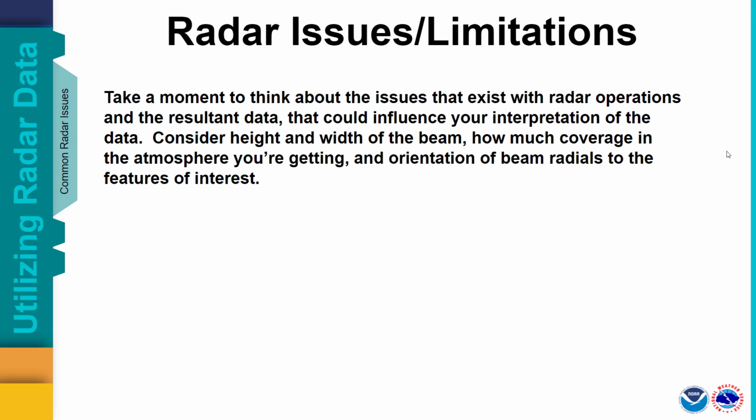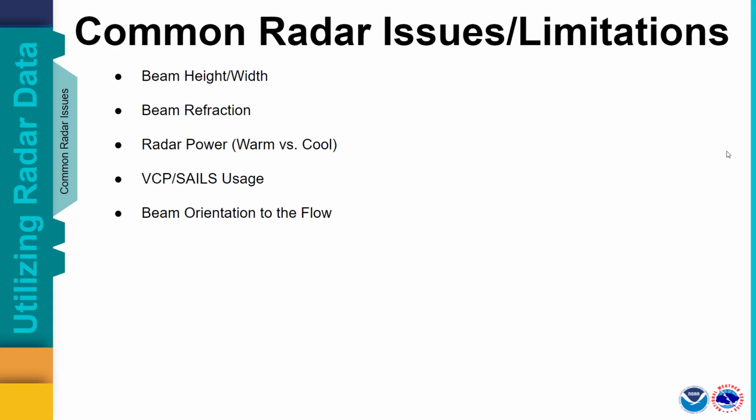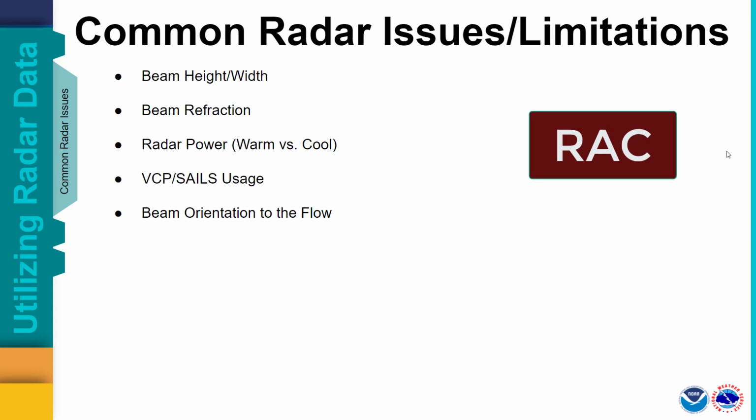Take a moment to think about the issues that exist with the radar operations and the resultant data that could influence your interpretation of the data. Consider height and width of the beam, how much coverage in the atmosphere you're getting, and orientation of beam radials to the features of interest. There are a number of issues associated with radar operations and the data provided by radar. Here is a list of 5 that you likely learned in radar training, but I will briefly review here.